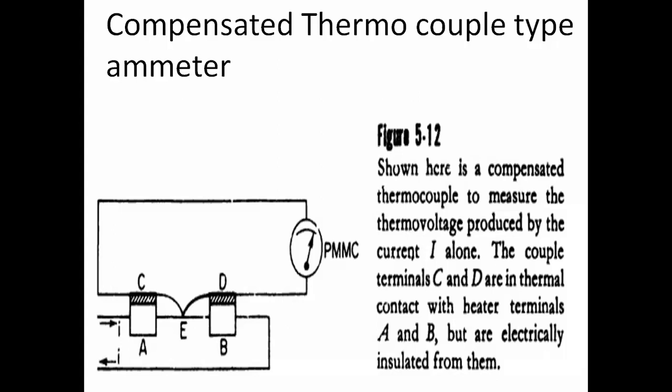Coming to digital meters, the digital multimeter, you can say it is a volt ohm meter, VOM. And with this, the first unit is covered. And coming to unit 2.